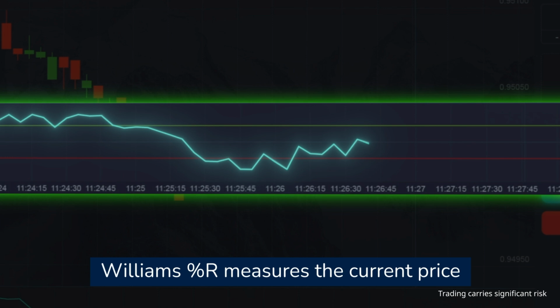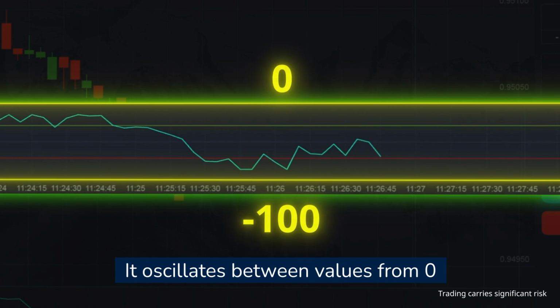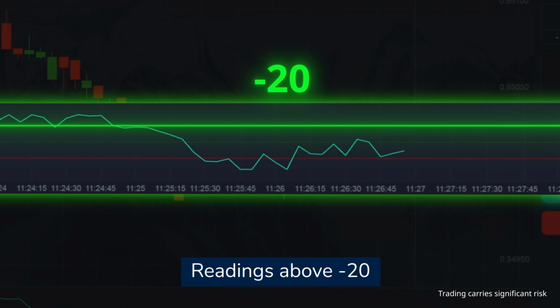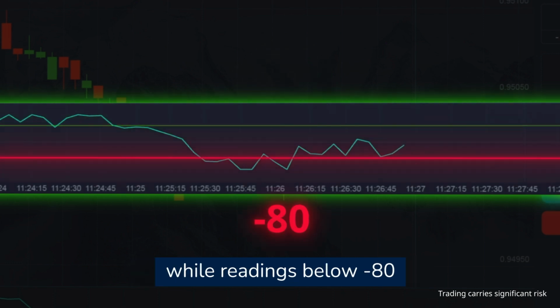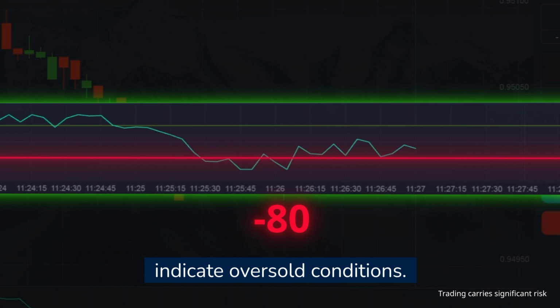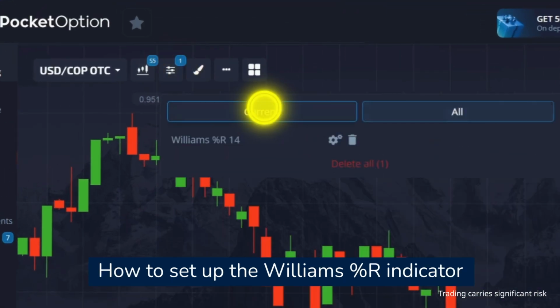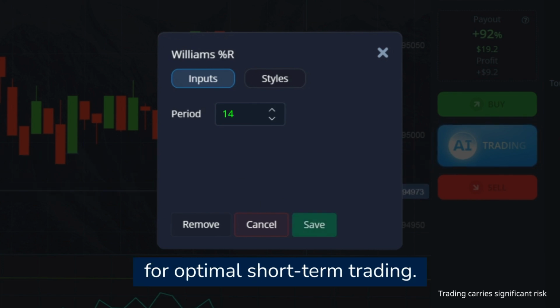Williams percent range measures the current price relative to its price range over a specific period. It oscillates between values from 0 to minus 100. Readings above minus 20 indicate overbought conditions, while readings below minus 80 indicate oversold conditions. How to set up the Williams percent range indicator for quick trades. Set the period to 14 for optimal short-term trading.